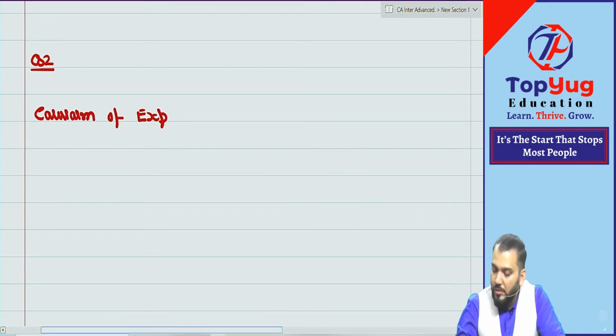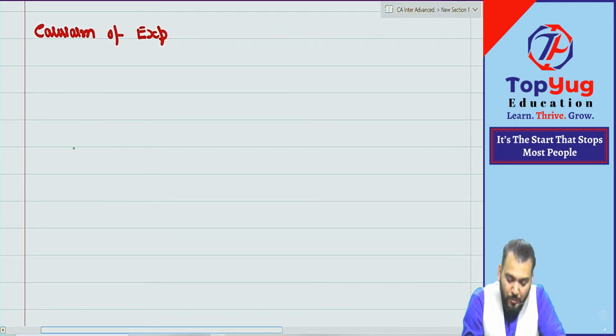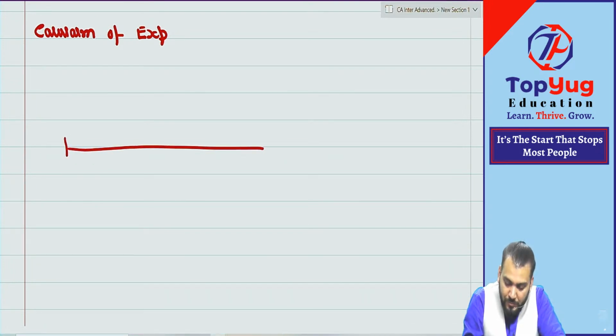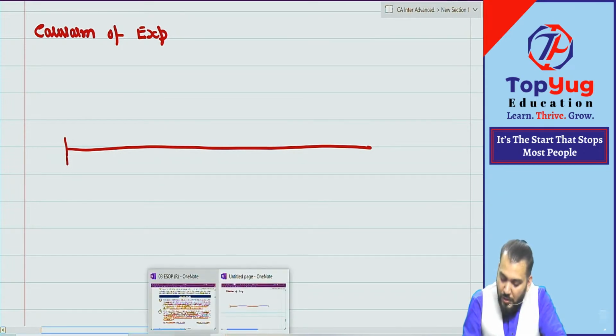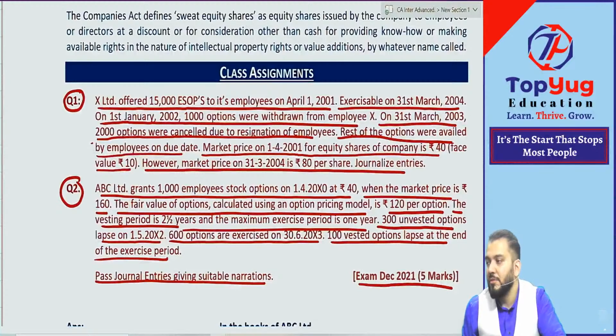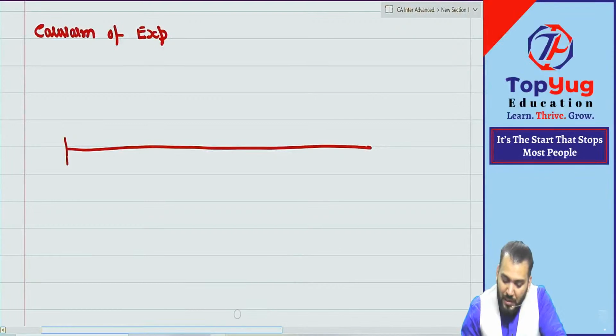So let me draw first on your behalf, even though you have drawn. Can you help me? What is the grant date? You have not drawn it, that is why you are not able to do it. I said first draw the timeline. Now, how many of you have drawn the timeline? So can you help me? The grant date is 1 April 2000.